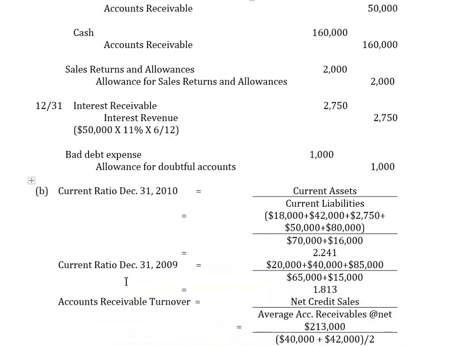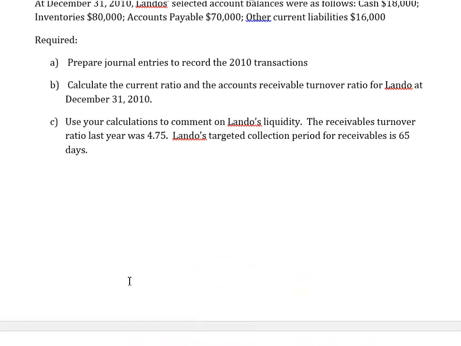So now, let's go back to what our requirements were. We've completed A, we've completed B. Now we have to comment on the liquidity situation, given that we had a turnover ratio of 4.75 last year, and we were hoping to have our targeted collection period for receivables be 65 days. So let's go look at our data so that we can comment on these items.